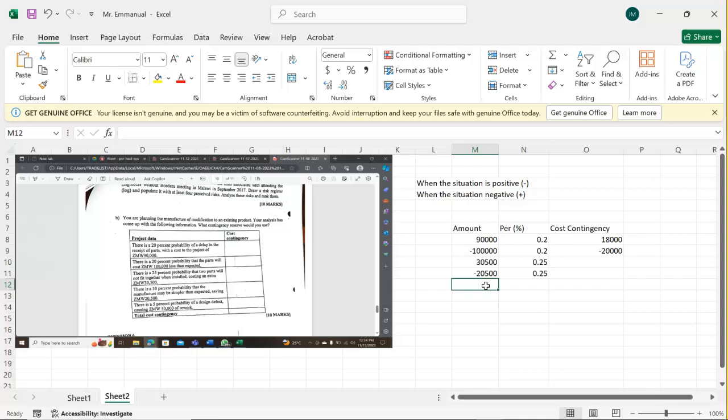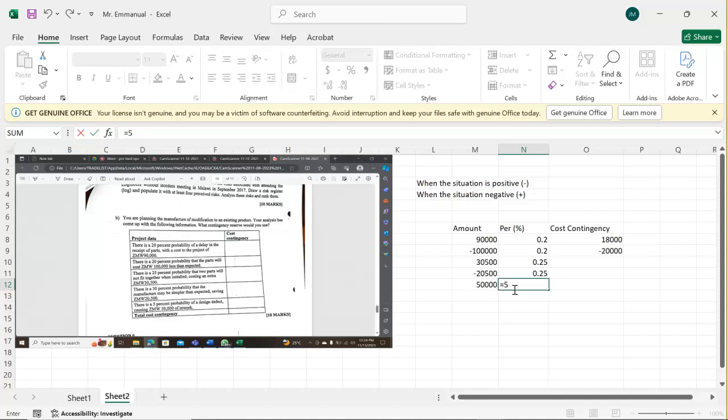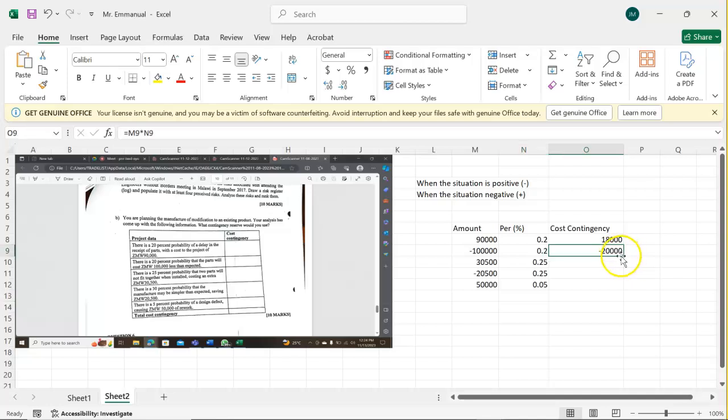Then the last one says there is a 5% probability of a designer defect costing 50,000 in rework. So there will be a defect, so you need to rework. You have to spend extra, so you have 50,000, which remains a positive number. The probability there is 5%, so it's 5 over 100, which is giving us that. Then these numbers, you multiply each by each side. You have those numbers.